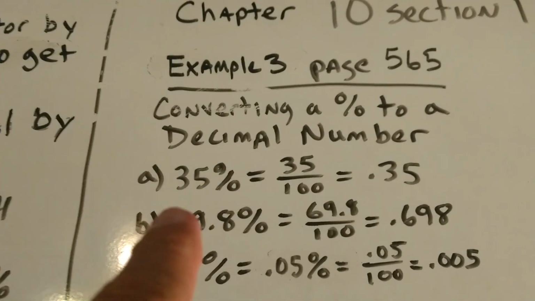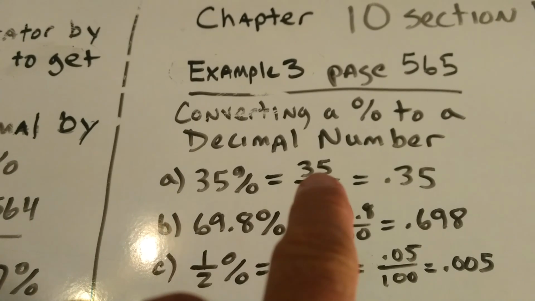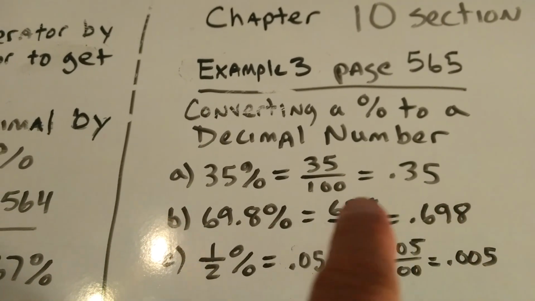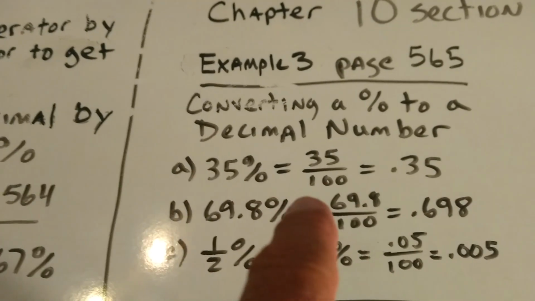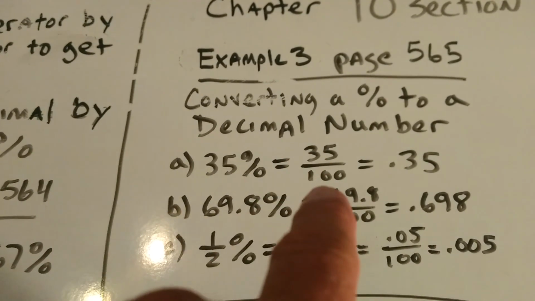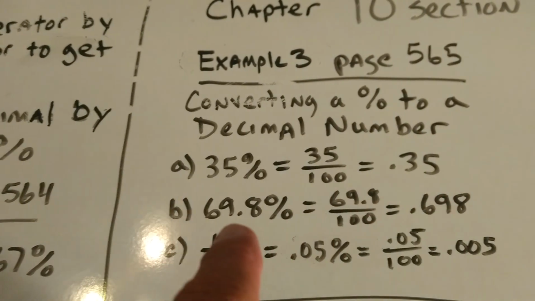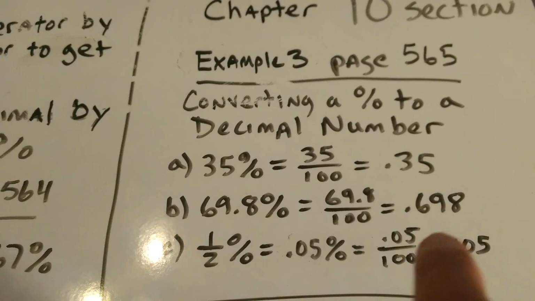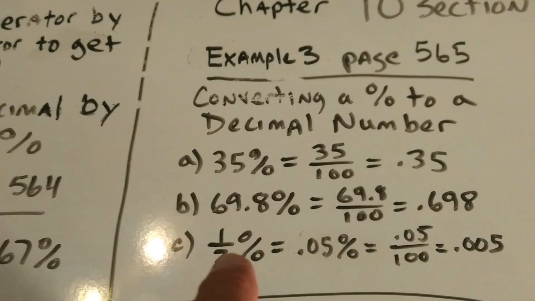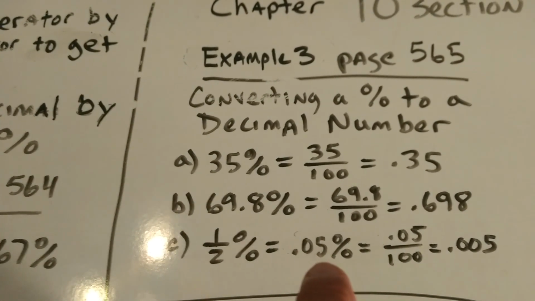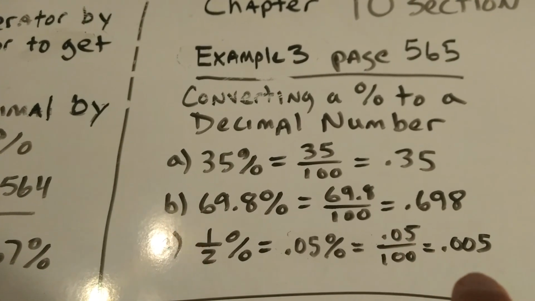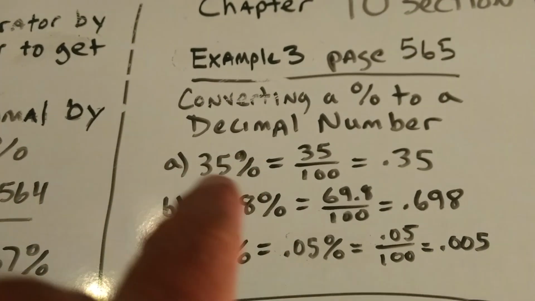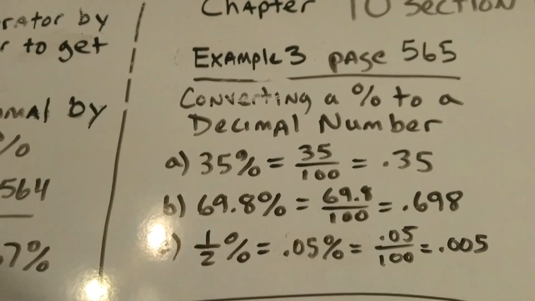So basically what happens is we take our percent, turn it to a whole number, divide by 100, reduce if we can. Okay? If we can, then basically use a calculator. Take 35, divide by 100, get 0.35. Here we take 69.8, divide by 100 to get 0.698. Here we take 1/2. Turn it to 0.05%, take 0.05, divide by 100, we get 0.005. So you're always taking the whole number of the percent divided by 100.